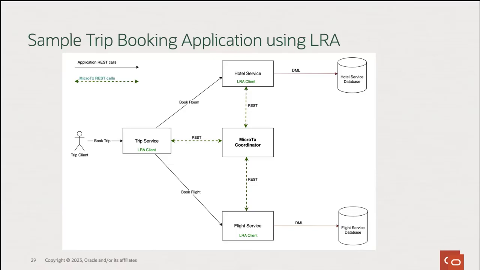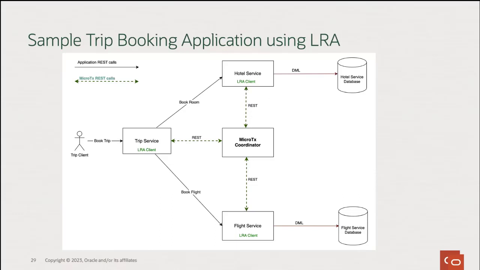The trip service is the leading service where the LRA is started, and it calls flight and hotel services for booking a trip in an atomic manner. All services communicate with each other via REST endpoints. The flight and hotel services join the LRA when the LRA client in both these services make a REST call to the MicroTx coordinator to join the LRA.